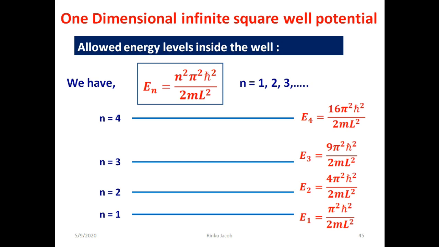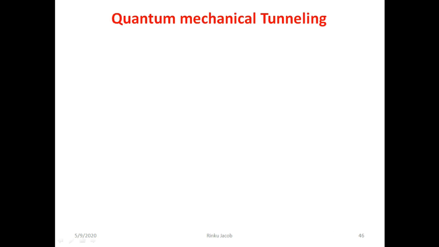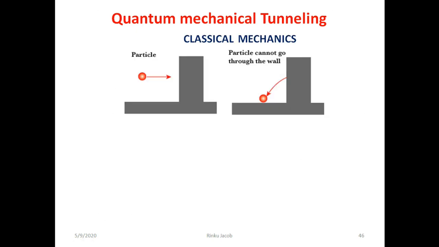When we plot it, we get the allowed energy levels for the trapped particle inside the potential well. Now we discuss the topic quantum mechanical tunneling, or simply quantum tunneling. In classical mechanics, if a particle is approaching a barrier or a wall with kinetic energy less than the potential of the barrier, then the particle cannot go through the wall and it gets reflected.